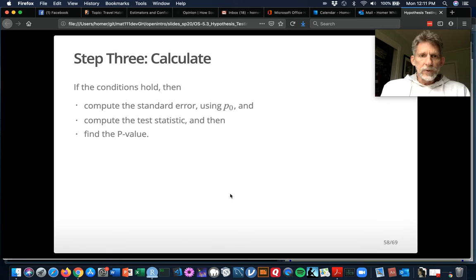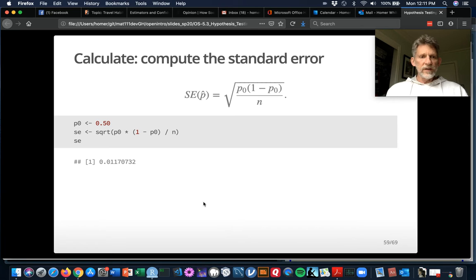Step 3 in the process of a test of hypothesis is to calculate, find the value of your test statistic, and then find the p-value from that. So in order to get the test statistic for our situation, you remember that it has the standard error for p naught in its denominator. We're going to have to get that value initially. Then we can get the z statistic. Then we can go on to get the p-value. So let's get that standard error.